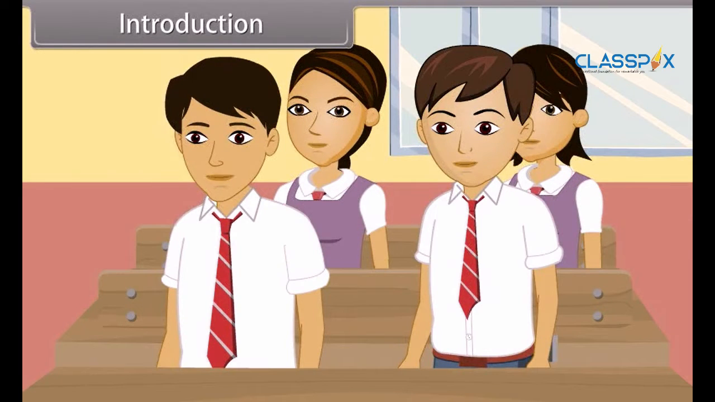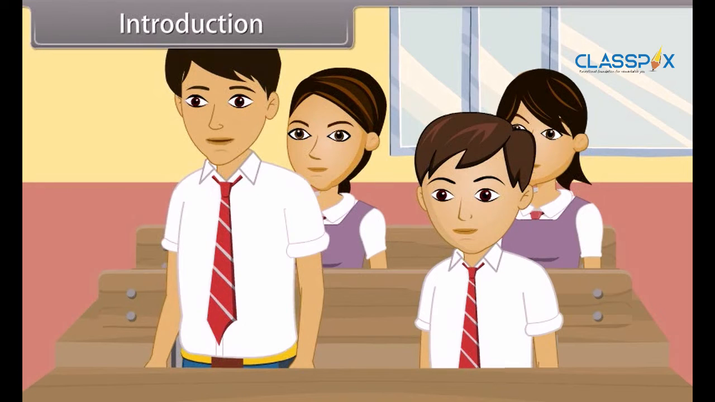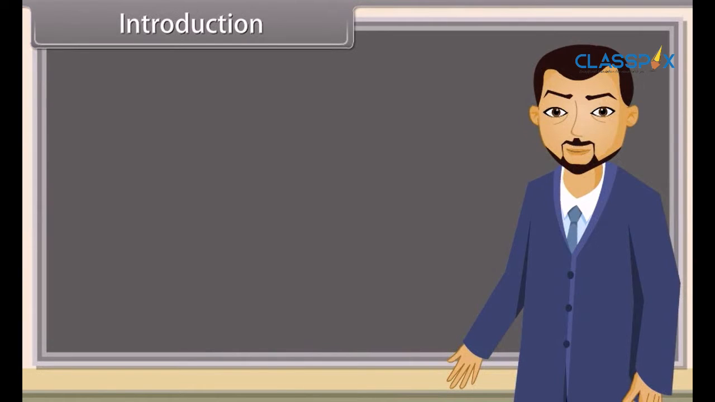Good morning, teacher. Good morning, students. Who will tell me when a function is said to be continuous? Sir, a function is said to be continuous if the right-hand limit, left-hand limit and the value of the function are all equal. Very good, Ishan.